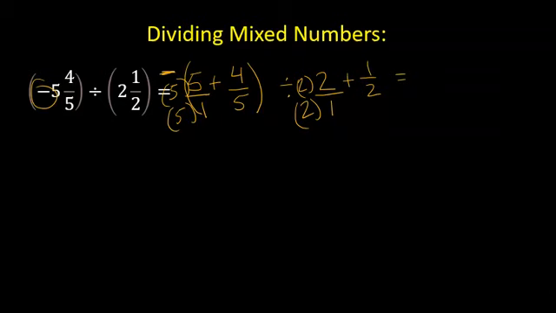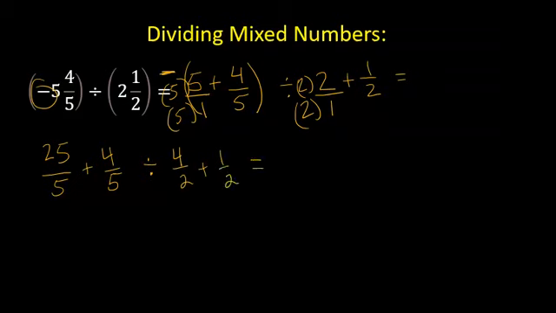Let's see. What do I end up with? Well, I end up with 25. I end up with the 25 over 5 plus 4 over 5. And then I do the division sign. And then I have a 4 over 2, and then I have a 1 over 2.